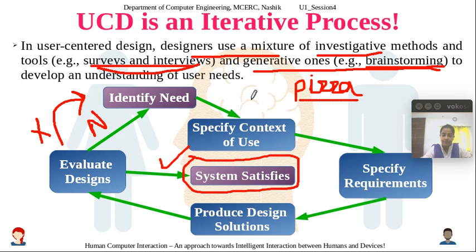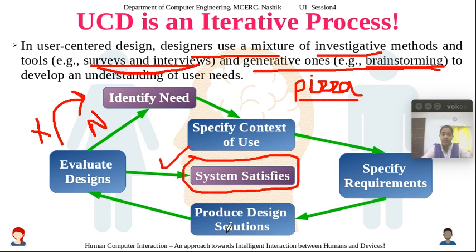So what they did, based on this diagram, the developers or the owners of Domino's might have decided to specify the context of use, meaning where their pizza can be delivered: in all households, in all offices, restaurants, right? That will be their target area. Then they specified the requirements, how they want the pizza: toppings should be increased, the amount of cheese should be increased, the crust should be finer. Then they produced the design solutions.